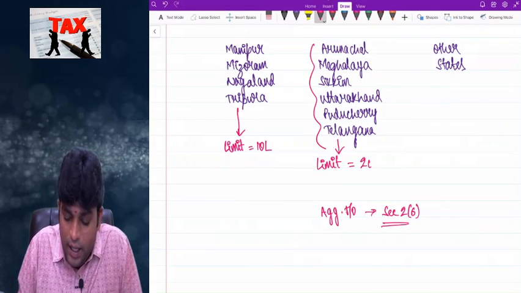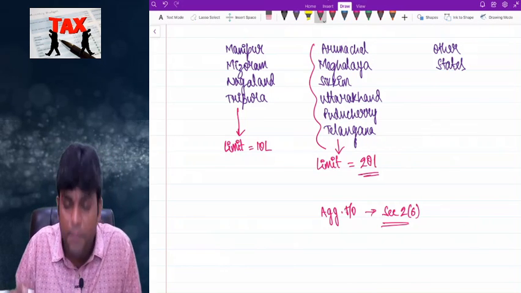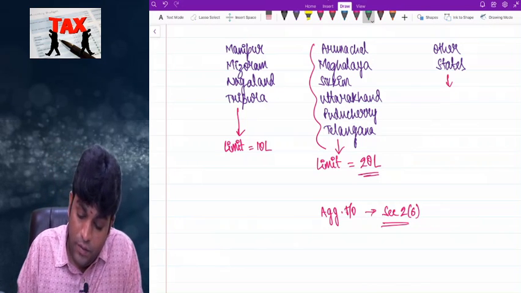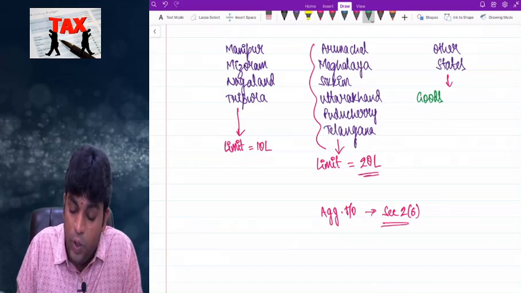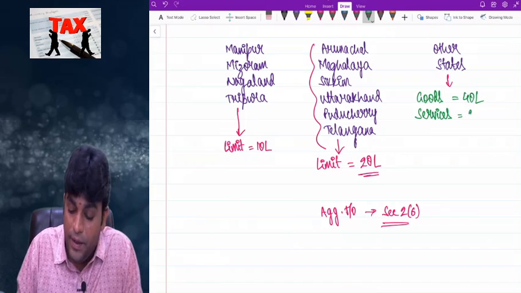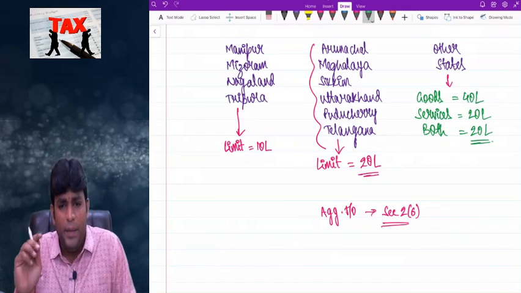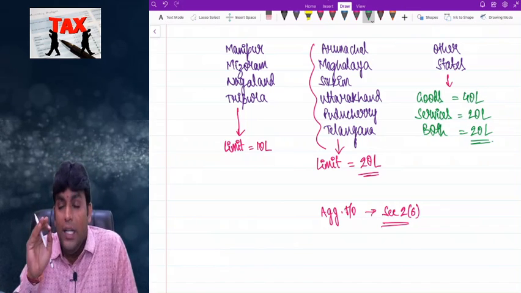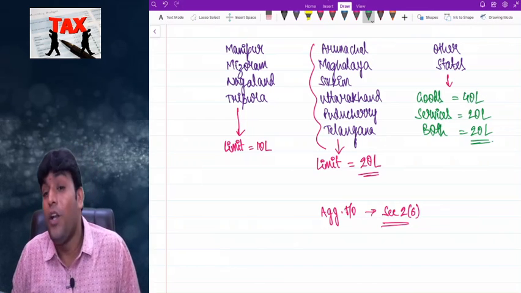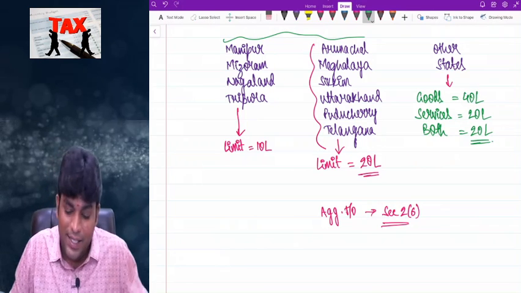Now see, for these 6 states, 6 only, Arunachal, Meghalaya, Sikkim, Uttarakhand, Puducherry, Telangana, the limit is 20 lakhs. If you are engaged in goods or engaged in service or engaged in both, still the limit is 20 lakhs only. But for other states, if you are engaged exclusively in goods, the limit is 40 lakhs. Exclusively in service, the limit is 20 lakhs. Both, the limit is 20 lakhs. That means the 40 lakh story will apply only if a person is engaged exclusively in supply of goods. That too in all other states other than these two boxes. Correct? So for example, listen here very carefully.